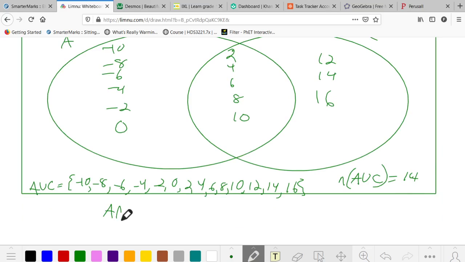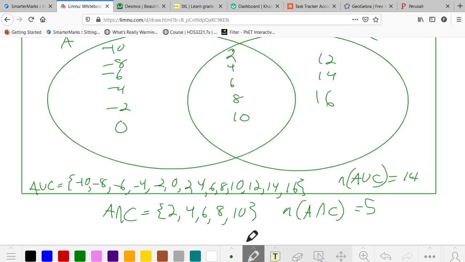We have to find the intersection. That's 2, 4, 6, 8, and 10. And the number of elements in that intersection, which is 5. And then part C is draw a Venn diagram to represent these two sets, which we did in the process of doing part A.